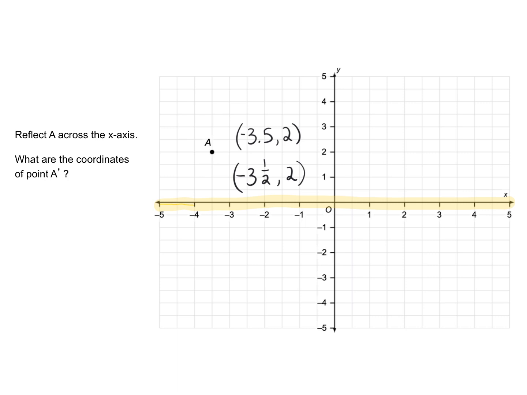So I'm going to go in the opposite direction, 1, 2, 3, 4, and plot my point there. And now it has its own set of ordered pairs, which is negative 3.5, comma, negative 2, since we went down. And that could also be expressed as negative 3.5, negative 2. And we're also going to name this point A prime.